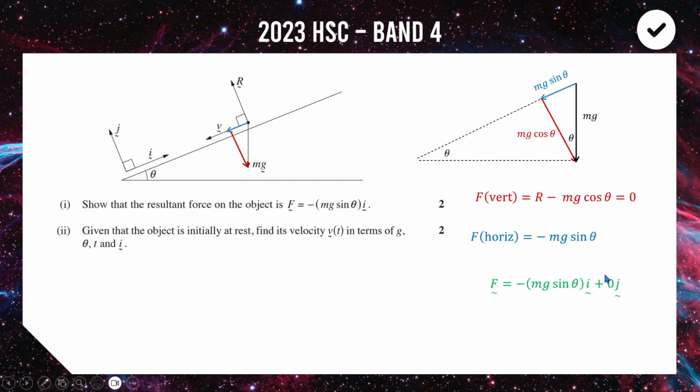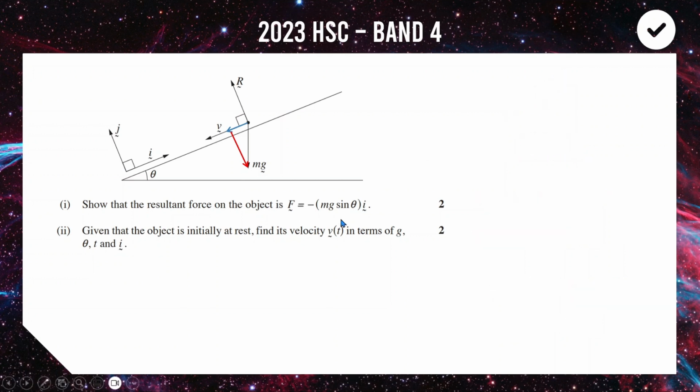And this gets us pretty much straight to our answer, which is just the first part. So we have the resulting force is negative mg sine theta times i unit vector. Okay? Nothing happening vertically, everything happening horizontally to get our 2-mark equation right here. Okay, now that we have that, we can go on and answer part 2, which is using this equation to figure out the velocity in terms of g, theta, t, and i unit vector.